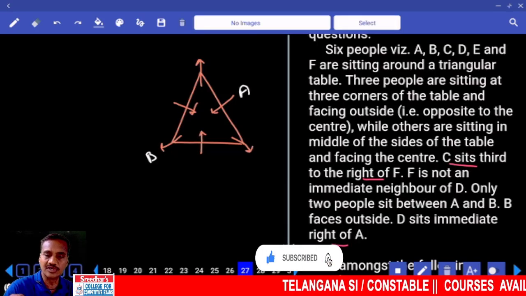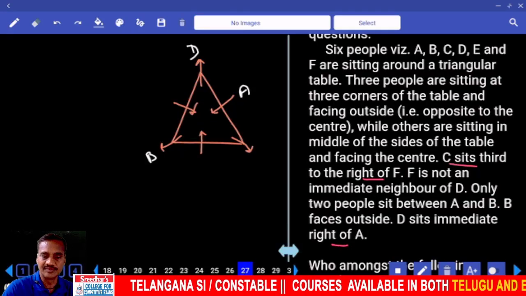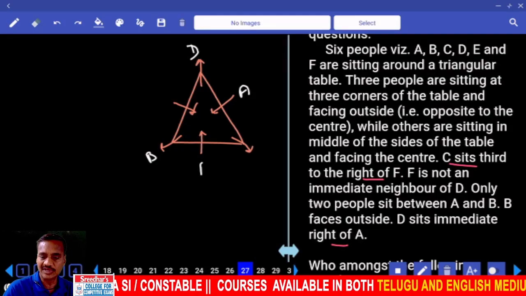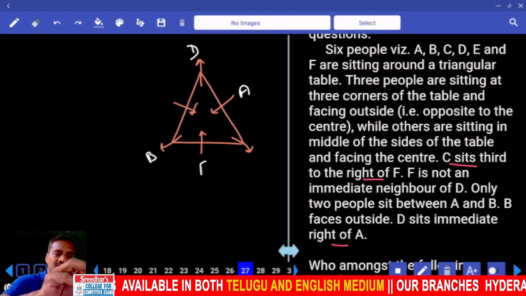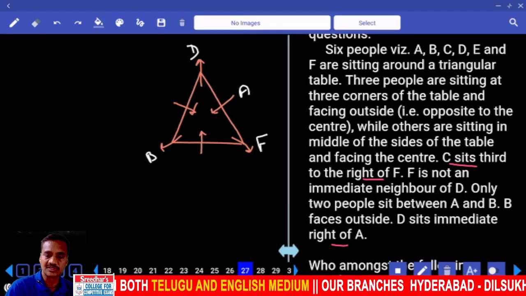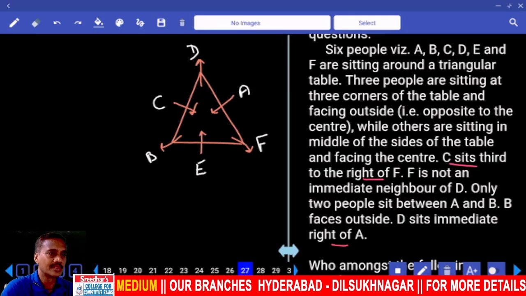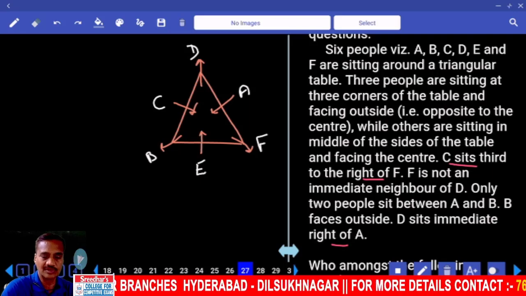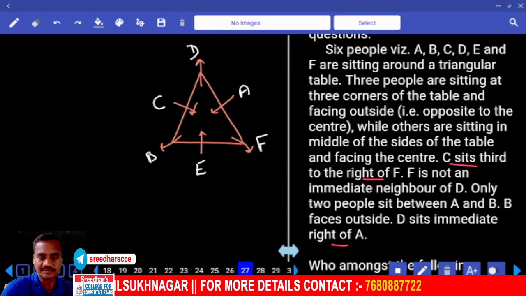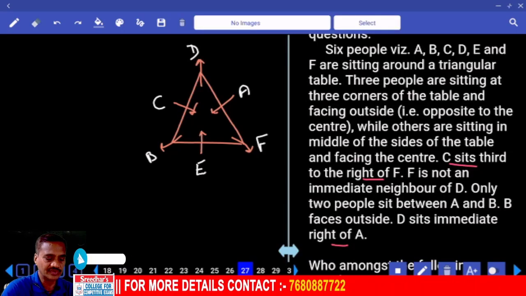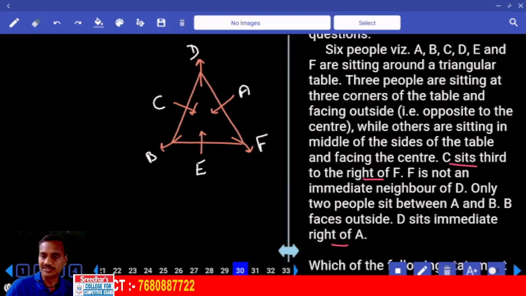Next one, B faces out. D sits to the immediate right of B, so D is here. If D is here, then F is not an immediate neighbor of D, so F cannot be at this place. Then can we have F at this place? C sits to the right of F is not possible, so F cannot be here. F is here, and C sits to the right of F. Then the remaining person, E, will be here. Done? And what is the final arrangement we have? B, C, D, and next, A, F, E. So this is the arrangement, for 27 to 30.